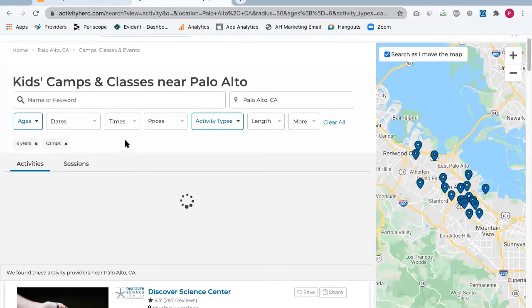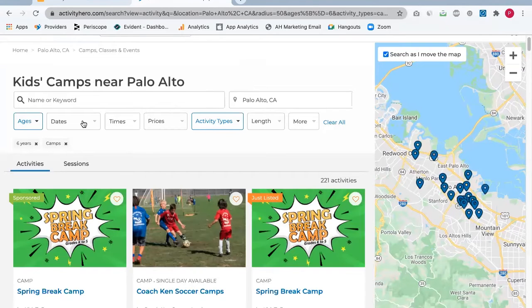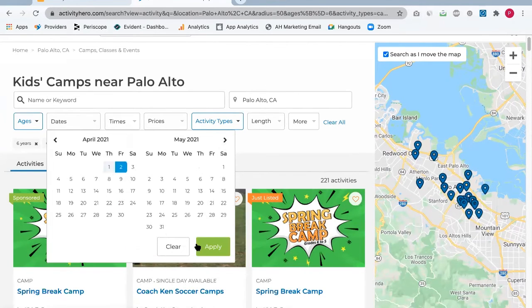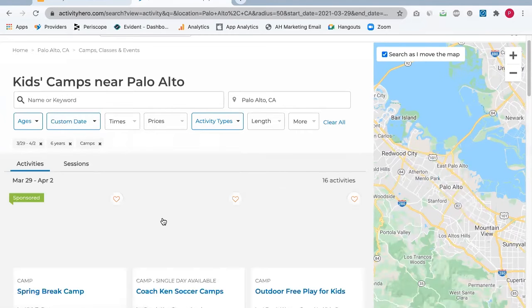Another thing I can do, because I can see that I still have over 221 activities to choose from, is this. I don't necessarily want to look at all of them. I don't have the time, and I also am specifically looking for spring break. So I can do a specific date here. If my spring break is, say, that last week of March, which is just before Easter, then I can enter that date. And now I see there's 16.